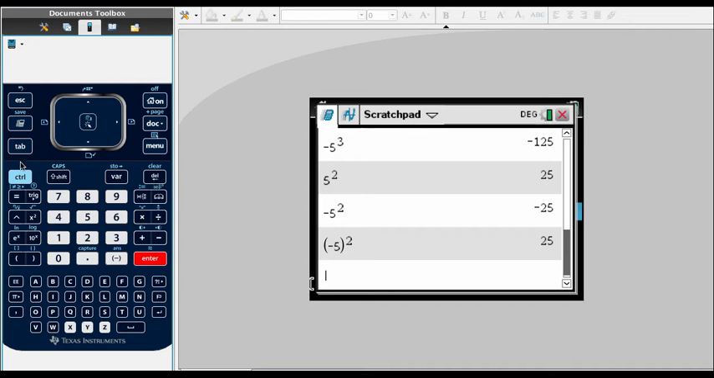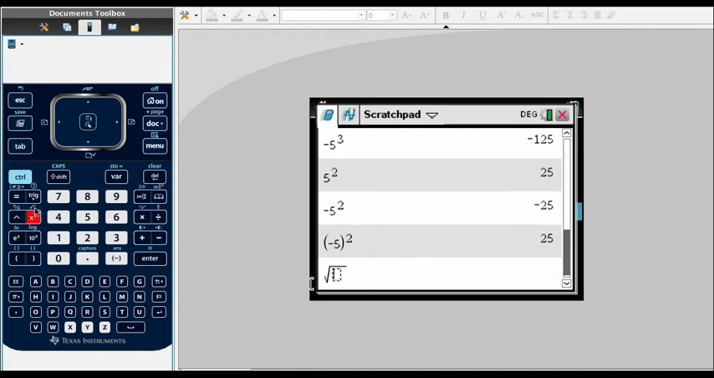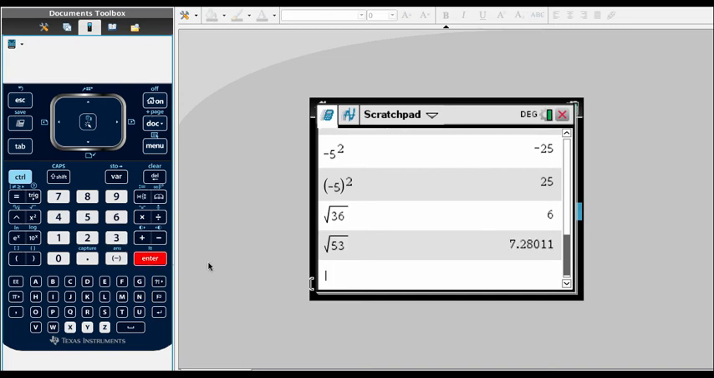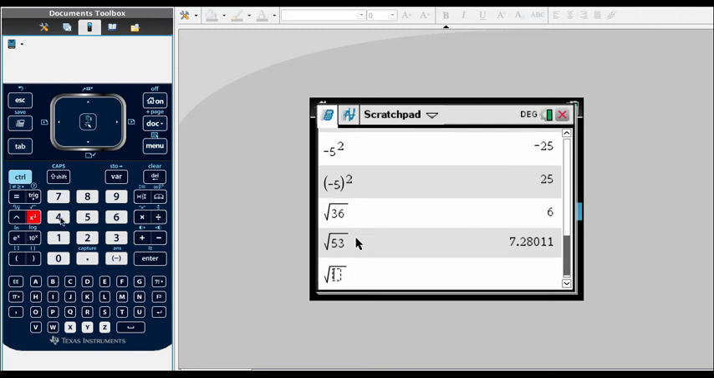Now let's look at how you take the square root of something. I told you that the square root key was here. So we're going to hit Control X squared, which gives me the square root key. I can type in whatever I want, 36, and it gives me 6. Okay, what happens when it's not a perfect square, like 53? Okay, now it's giving me an approximation, 7.28011. Let's do the square root of 40.